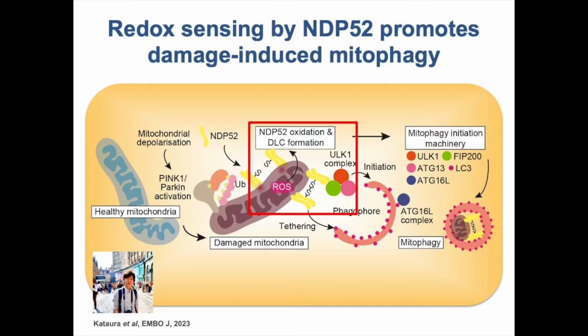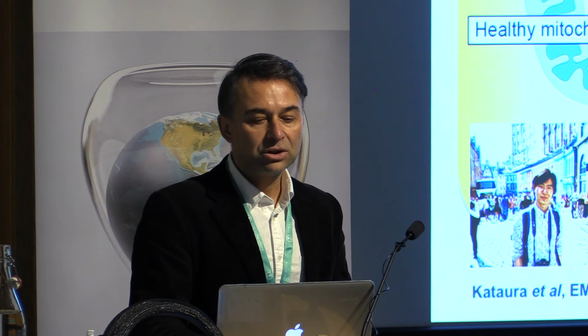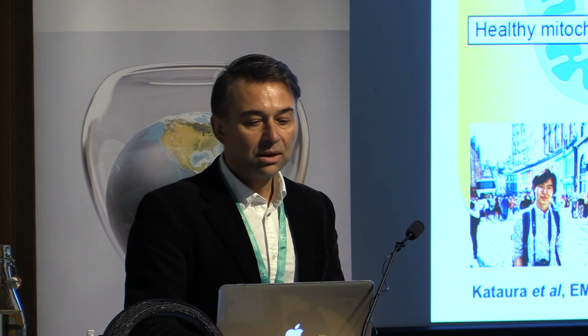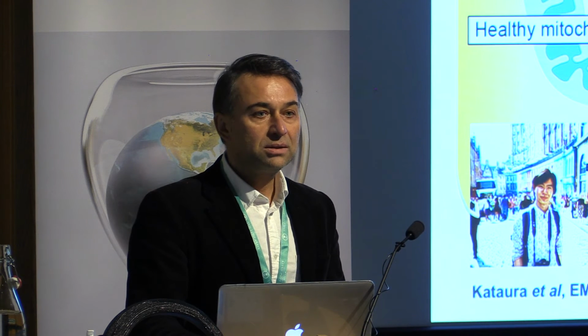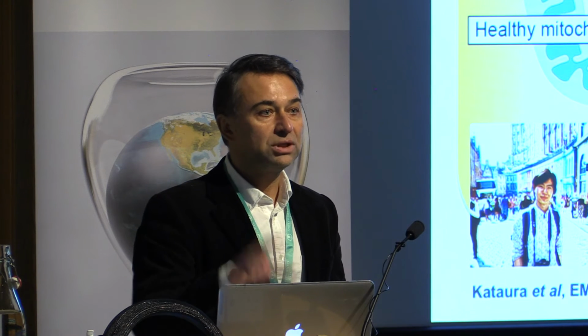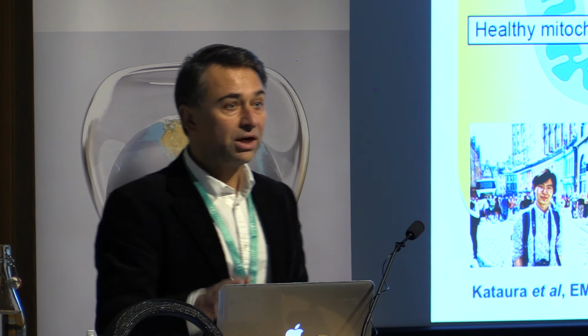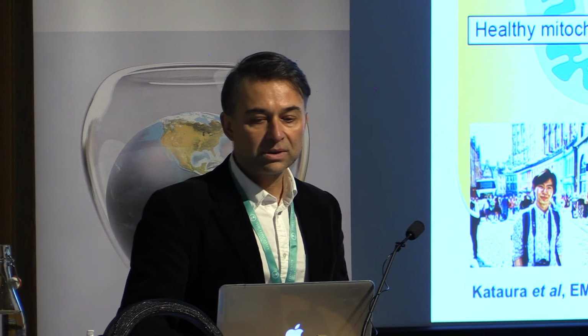We also know that damaged mitochondria are producing increased levels of reactive oxygen species, and Tetsushi Kataura in the lab has been working to understand how this ROS signal is perceived by the autophagy machinery. The gist of the story is very simple. Well, it took a long time, but it's very simple. These high levels of reactive oxygen species from damaged mitochondria oxidize NDP52. These chains form, and this is what makes this process very efficient. And very interestingly, it's only very efficient in humans.